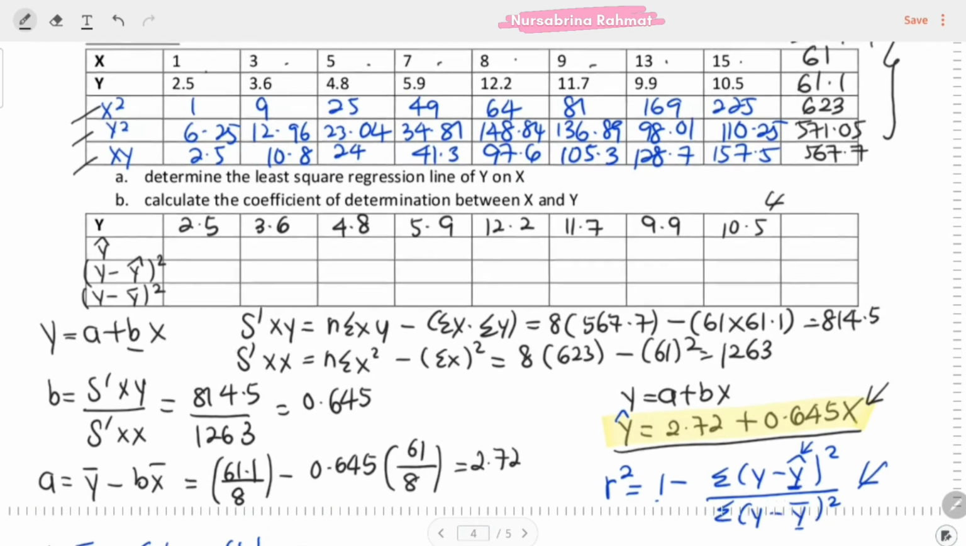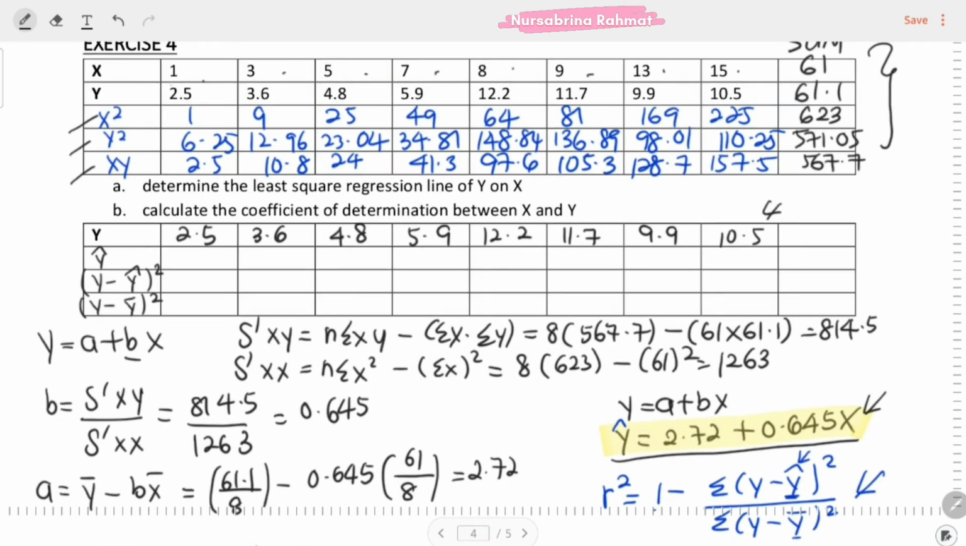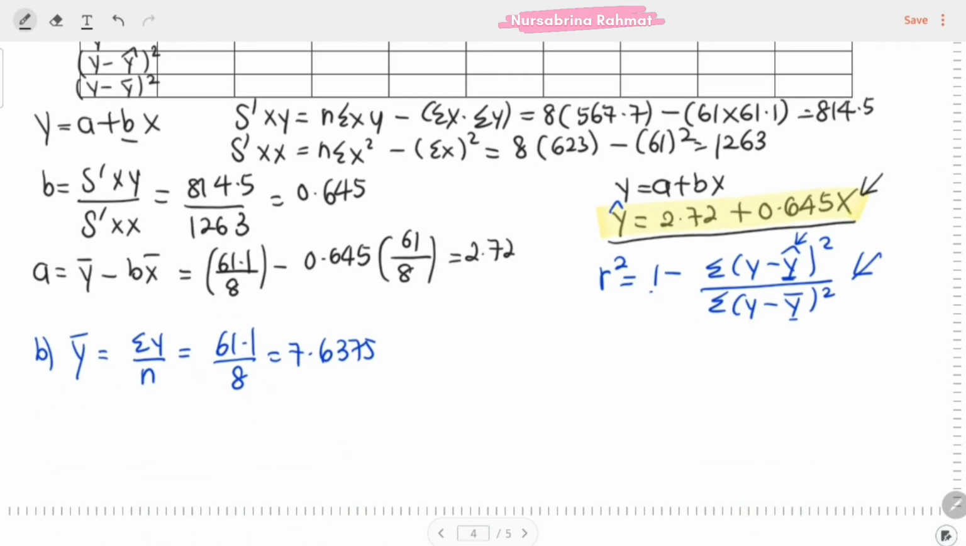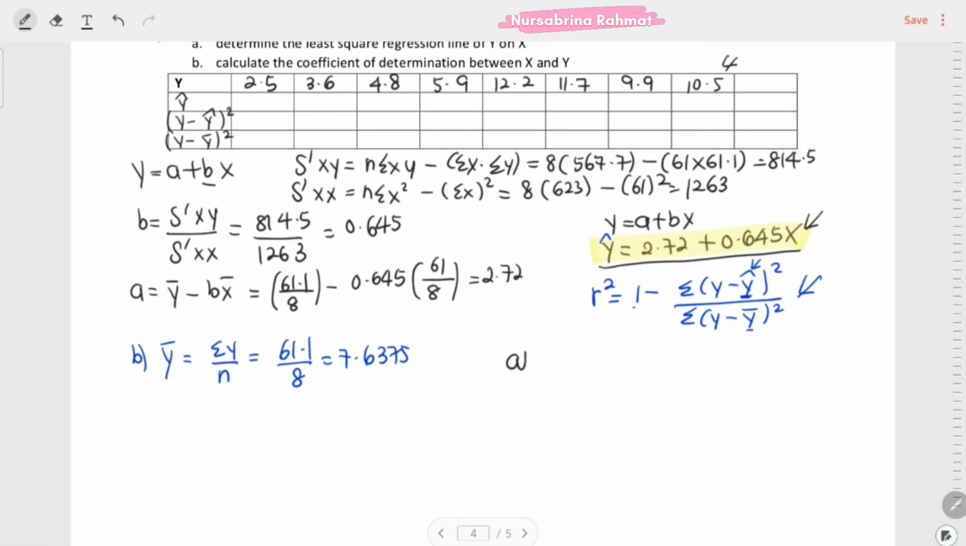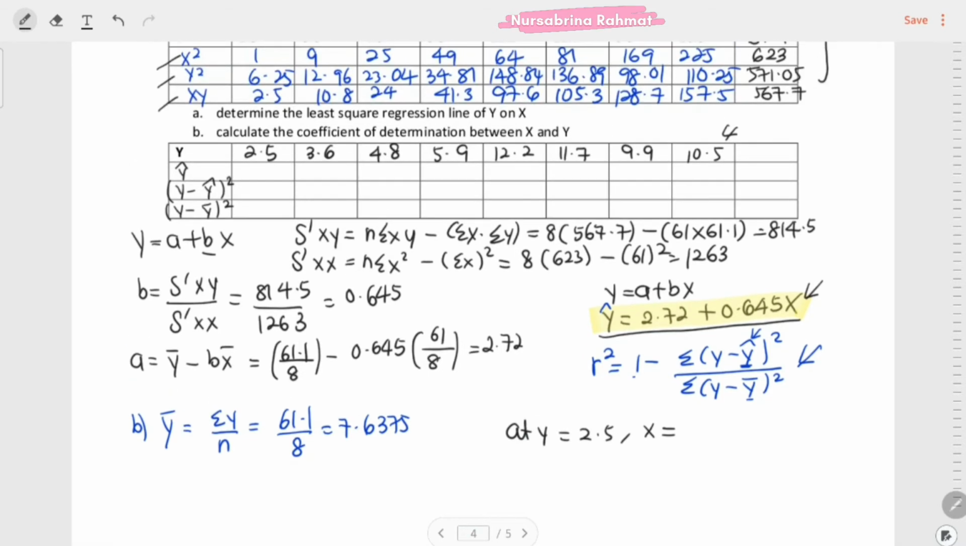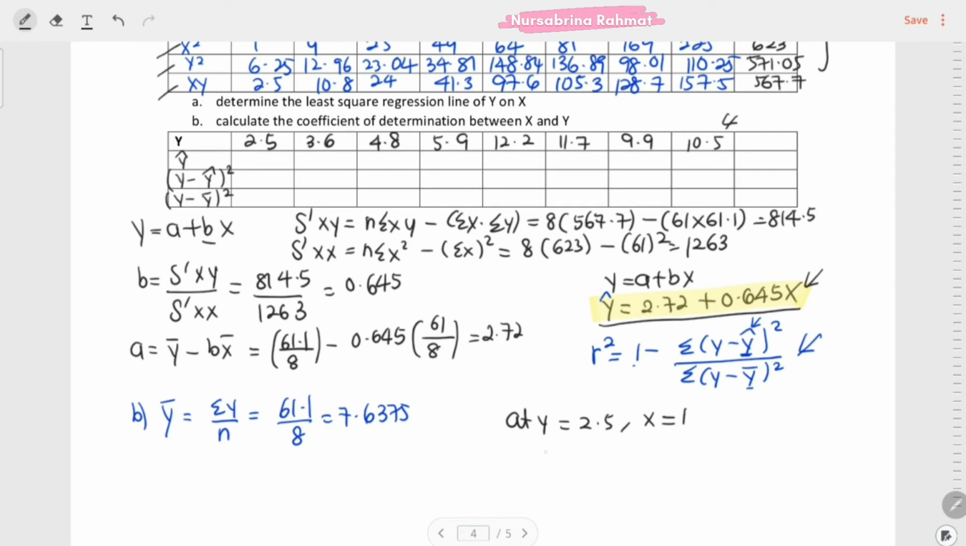So at Y equals 2.5, your X equals 1. Let me show you an example. Your Y here will be 2.72 plus 0.645 times 1, which is equivalent to 3.365. So this is the first value.